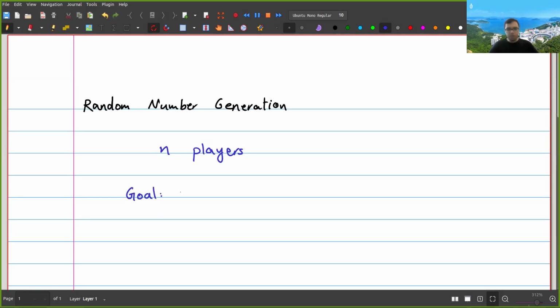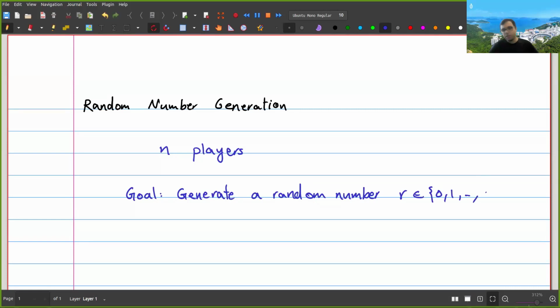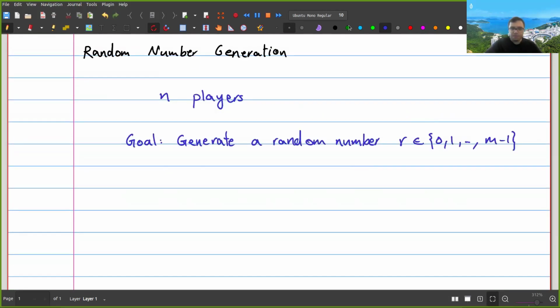So I want to generate a random number. I'm going to call this R. And I want it to be in the range from 0 to m minus 1. So I have m different values. And I need several really important properties here.